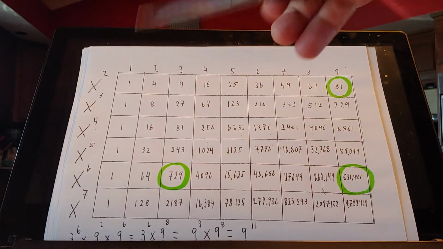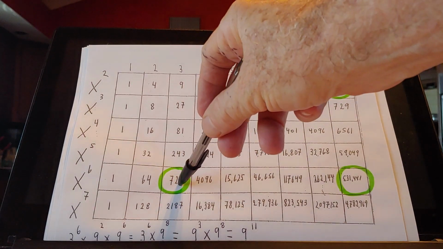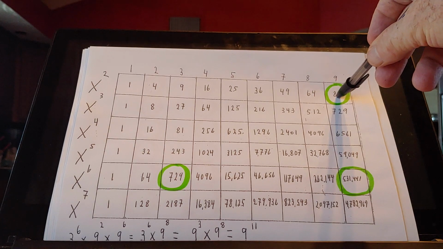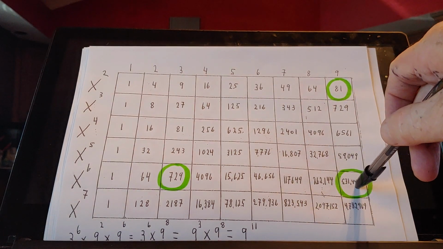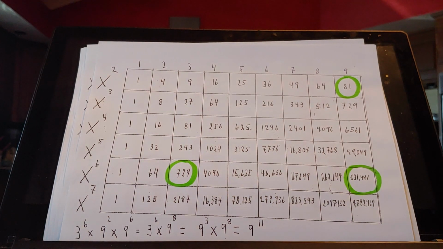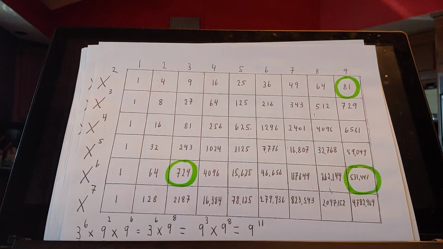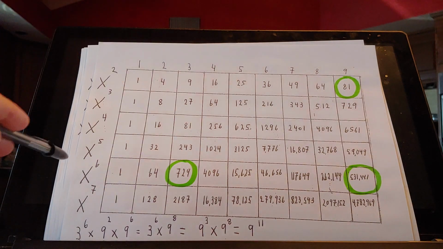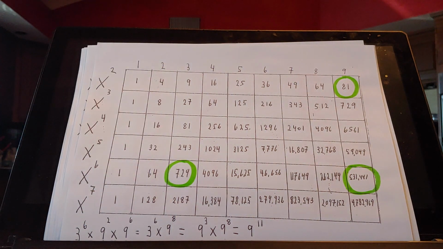And we'll just do 3 to the 6th times 9 squared times 9 to the 6th. And here I'm just showing you how we can make the transition from a 3 to the 6th, and now we want to make it 9. Well, 3 to the 6th is the same as 9 to the 3rd.